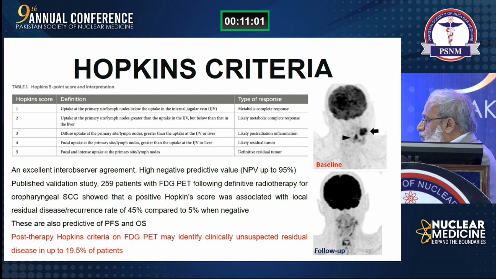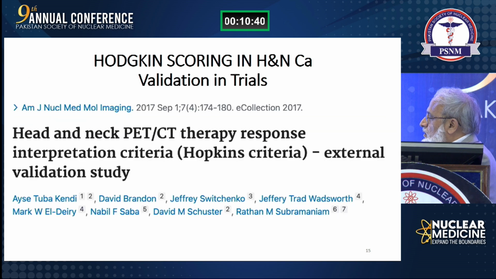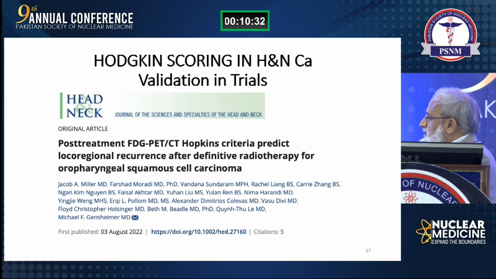So, post-therapy Hopkins criteria on FDG may identify clinically unsuspected residual disease in up to 20% of the patients. So, this is very good criteria. We can utilize it. And if we look, since 2014 multiple papers have been published, and they have validated these scores altogether in all the post-therapy or therapy response, post-treatment criteria.